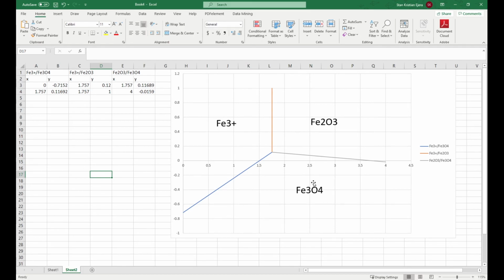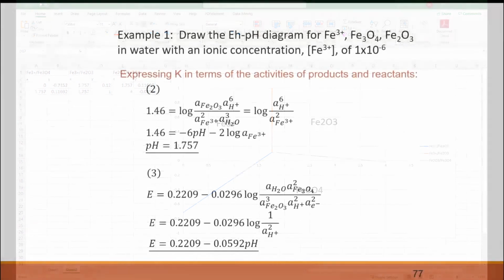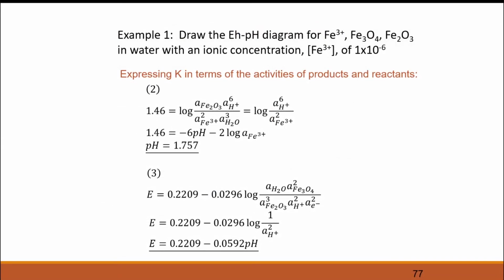given that the ionic concentration of your Fe3+ is 1 times 10 to the negative 6, which is given in the problem. Okay, this is 1 times 10 to the negative 6. Sorry, let's go back here. Right, this is the problem. So, these are the 3 species being asked of us. Then, this is the ionic concentration. And, it's already given that the temperature is 298, no?